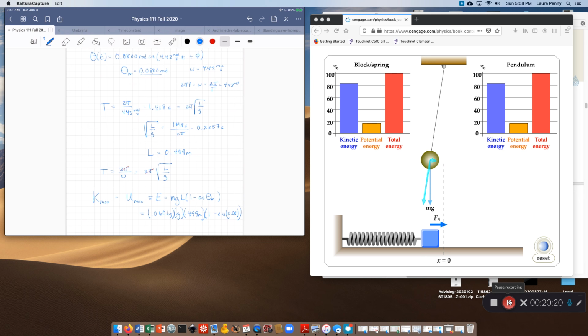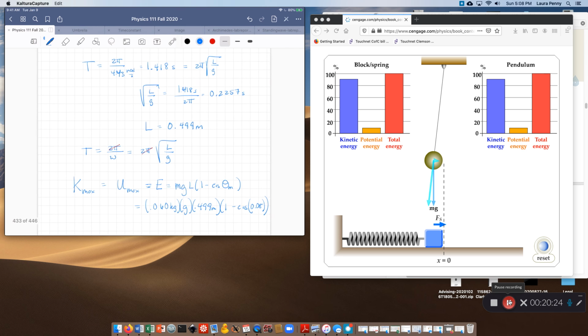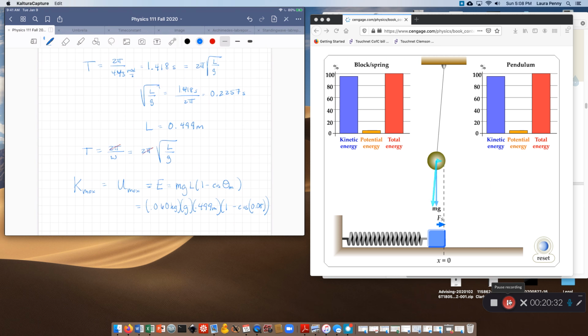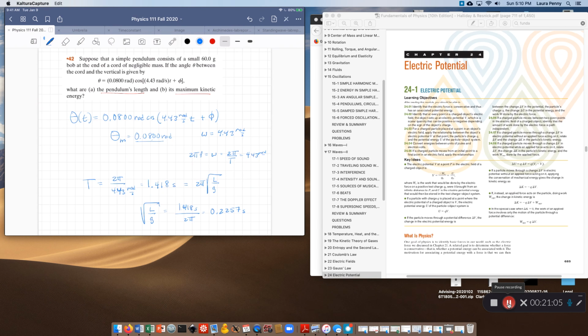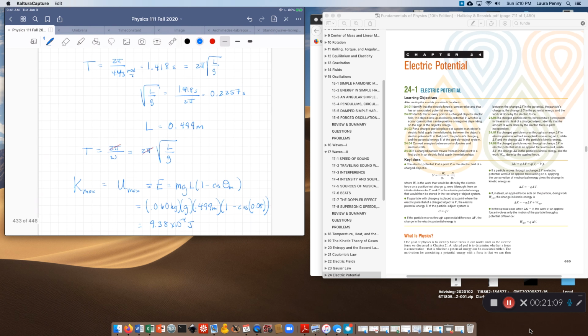Now, this is actually one situation where I'm going to take the cosine of something in radians, so I do need to have my calculator in radians. So I'm going to go down to my calculator and set it to radians. I'm going to say 1 minus the cosine of 0.08. That term is pretty small. Times 0.499 times 9.8 times 0.06. And I'm getting a really small kinetic energy here of 9.38 times 10 to the negative 4 joules. Just a second. Yep, that's our answer. This is a really tiny amount of maximum kinetic energy.